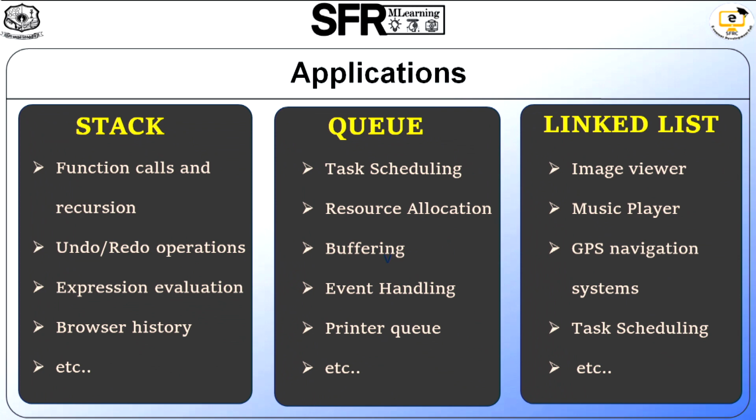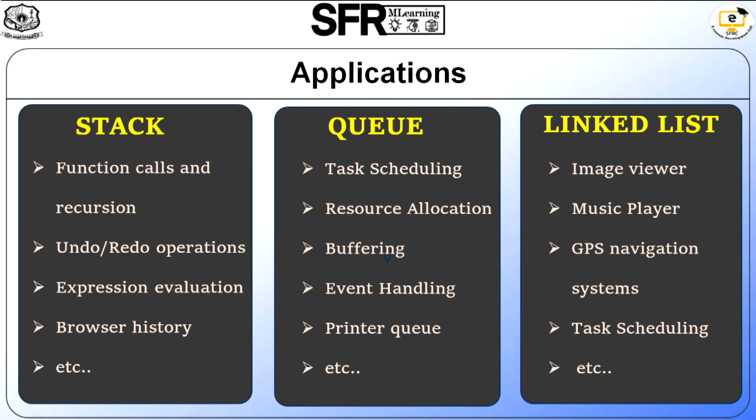Stack is mainly used in function calls and recursive function calls of the system. Let me show that in the next slide. The remaining applications are undo or redo operations in applications like Paint, Photoshop, etc. For that purpose we use the stack data structure only. Expression evaluation uses a stack and browsing history also uses a stack. These things have only one end. You can imagine that.